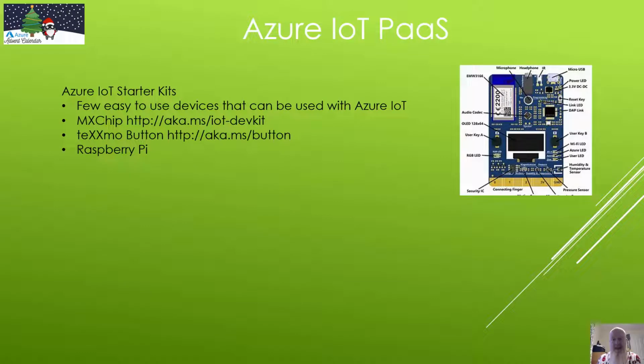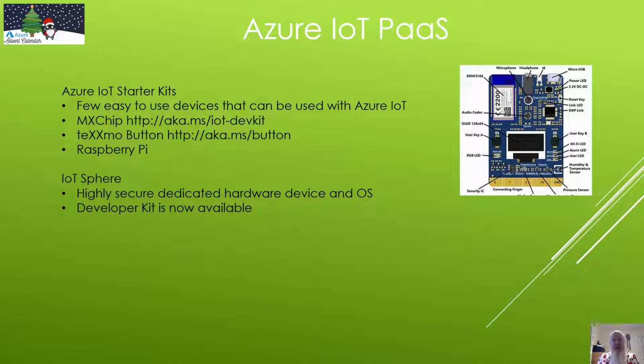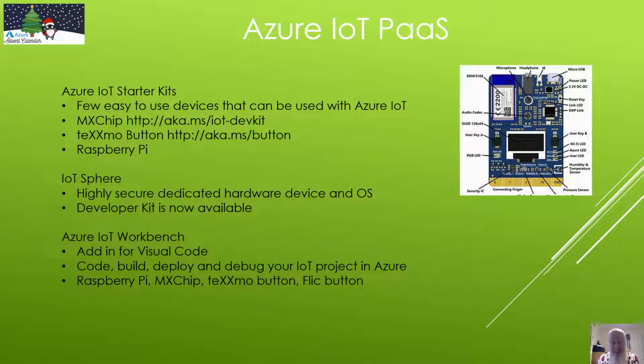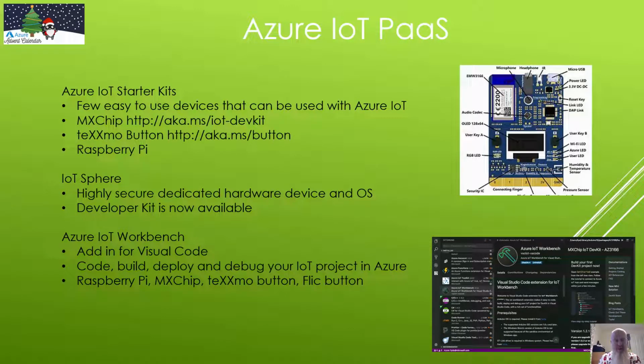So that's a little diagram of what the MX chip looks like, and we'll see that in operation in a little bit. There's also IoT Sphere. This is a highly secure hardware device that Microsoft has championed. The developer kit's now available. I've just got one. It's going to be my little Christmas experiment time. Then there's the IoT Workbench, which is an add-in to Visual Studio Code, and allows you to build and deploy your projects in Azure. So you can just start off and download the source code for the MX chip or for Raspberry Pi, and also the flick button, which is very nice if you want to play with that. It's very, very easy to use in IoT Workbench and build your own code.